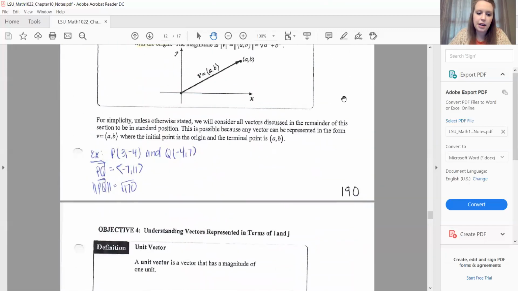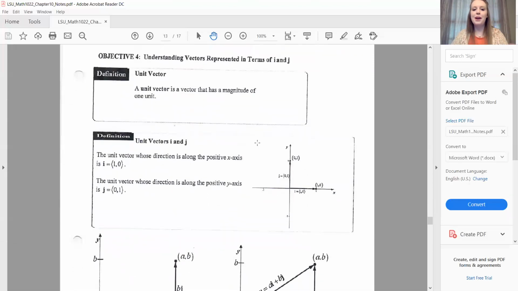Okay, so I just put another one down here, but it's the same thing as up there. So to find PQ, you are doing 2 minus 1. So -4 minus 3 is -7. 7 minus a -4 is actually plus. So 7 plus 4 is 11. And then you would be doing 49 plus 121 is 170. That's not a perfect square, so you can leave it like that.